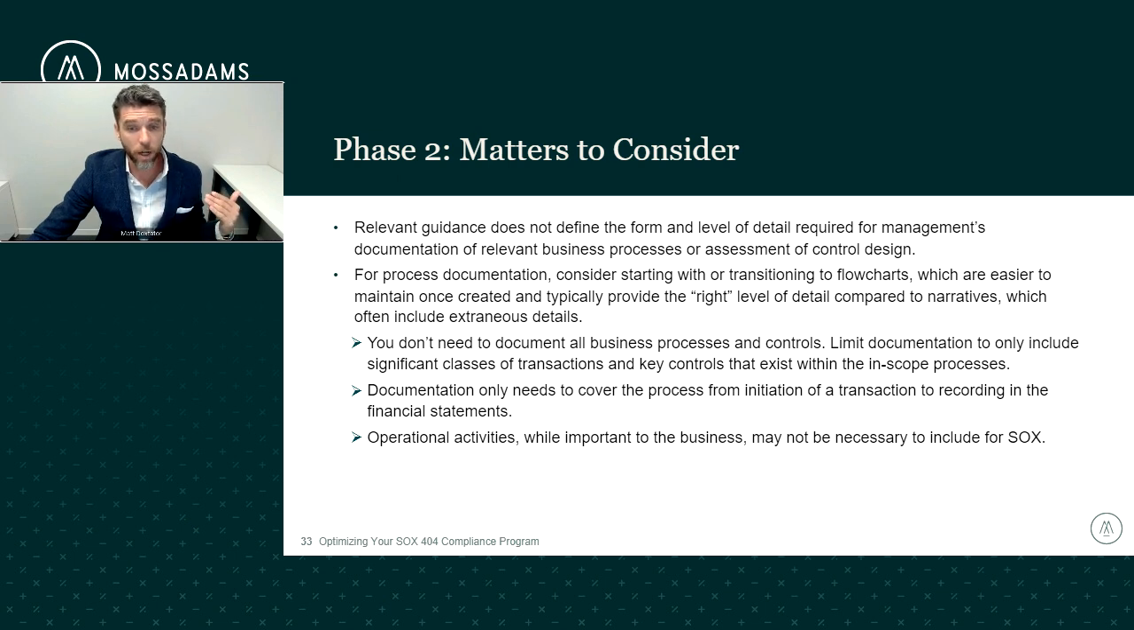Also review your process documentation to ensure you're only including activities related to significant classes of transactions. So this goes back to your scoping. If you've changed your scoping during the risk assessment, make sure that you're not spending a lot of time updating your control documentation for things that are out of scope. And also make sure you're only covering the process from the initiation of a transaction to recording it. Anything else is too much and is unnecessary.